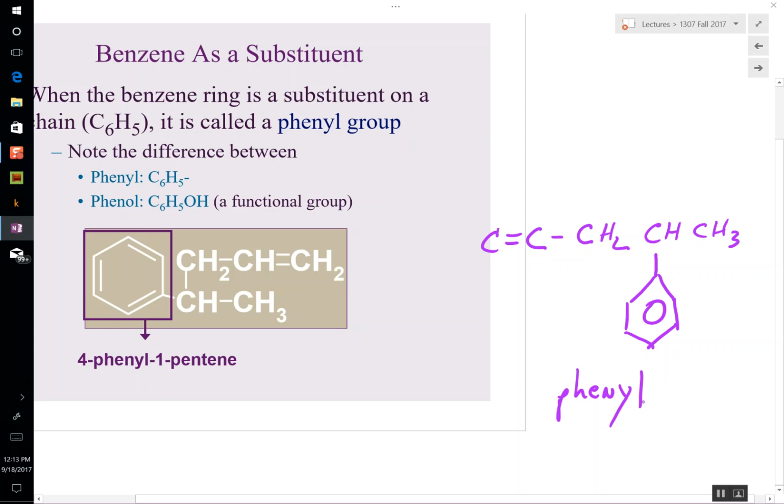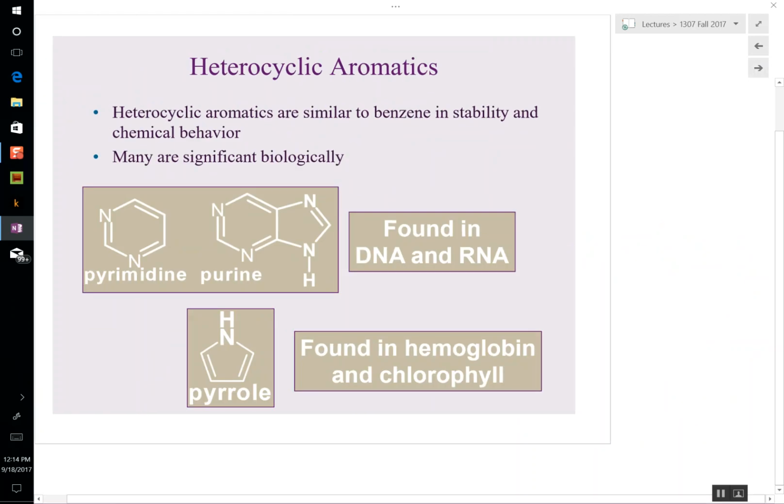P-H-E-N-Y-L. Phenyl substituent. So we've got methyl, ethyl, propyl, butyl, phenyl. You can see the YL, it's kind of pointing to the fact that we're talking about a substituent. There's a hydrogen here, here, here, here, and here, but this hydrogen is gone. This carbon on the benzene is now attached to that carbon on the chain. That's a phenyl substituent. We'll talk about this in chapter 12, so don't worry about that right now.